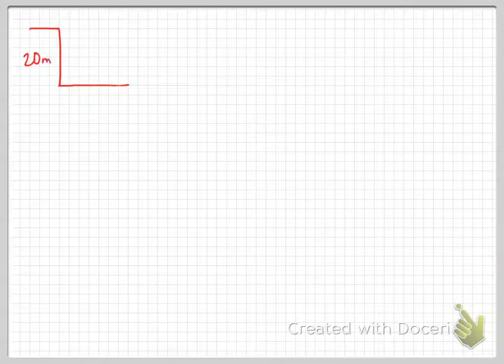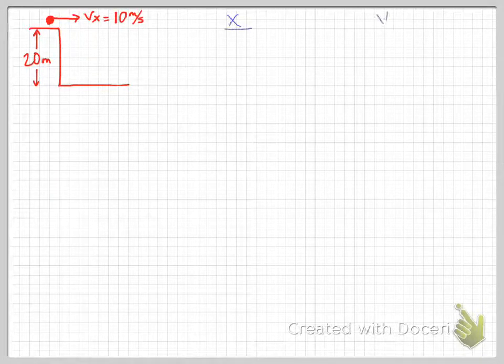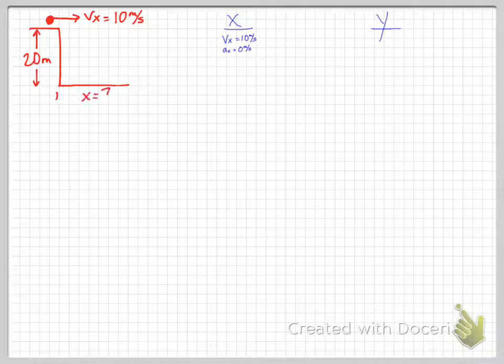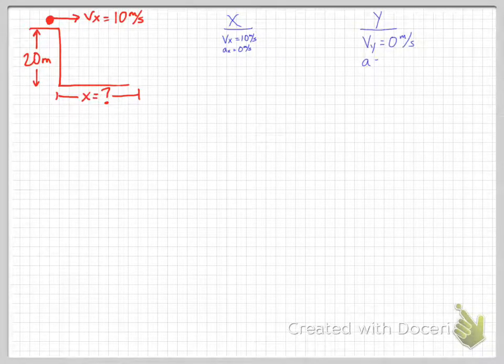So let's solve a horizontal projectile problem. We have a cliff that's 20 meters tall, and we're going to launch something off that cliff with the velocity in the x direction at 10 meters per second. So what we first have to do is separate things into x and y, and we can write down all of our givens: velocity in the x being 10 meters per second, acceleration in the x being 0, and velocity in the y is 0 meters per second.